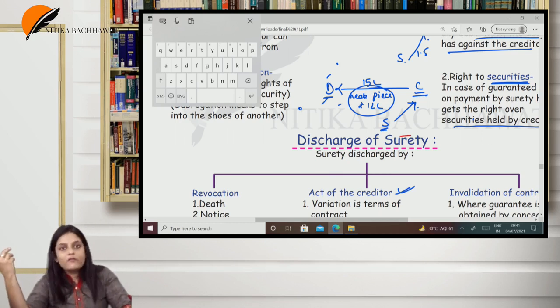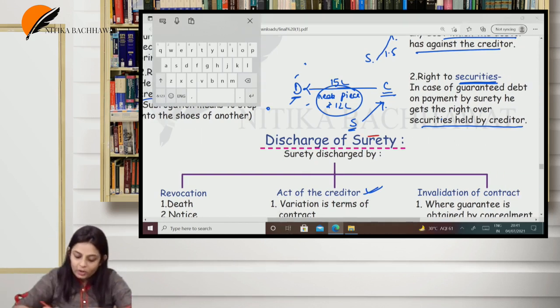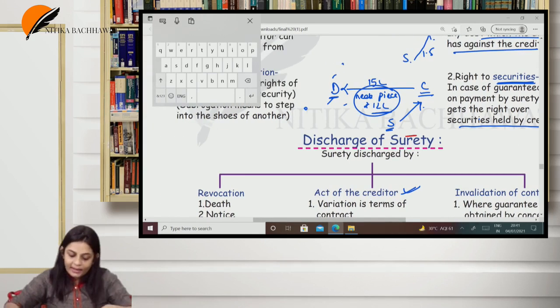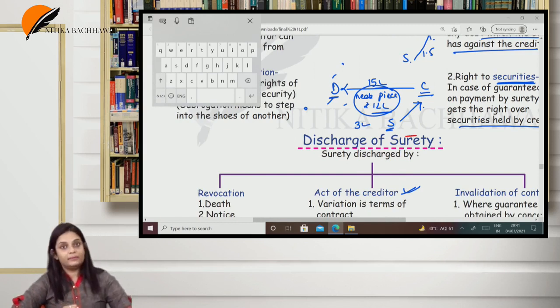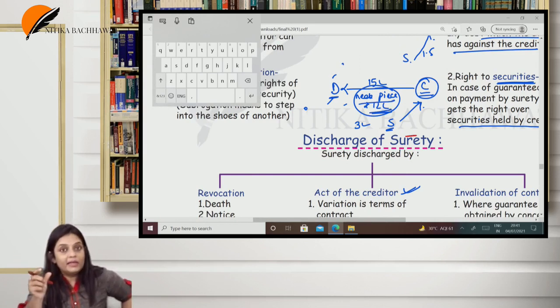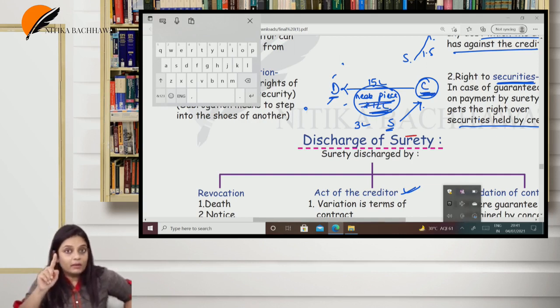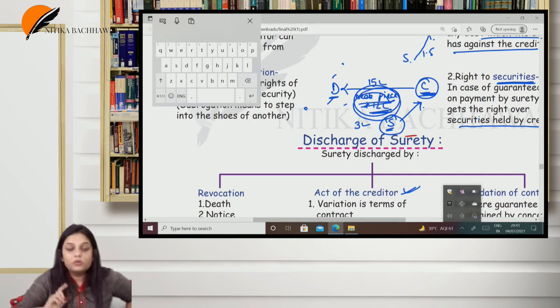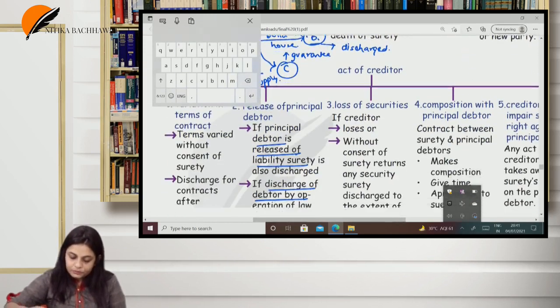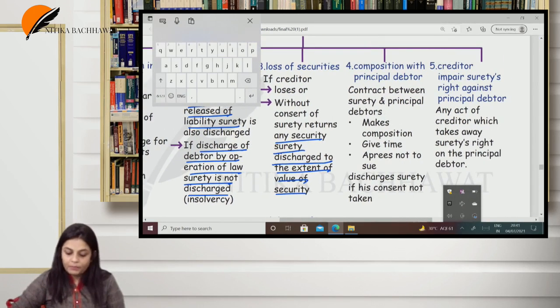Now the surety says, okay, fine, I will not pay you 15 lakh, I will only pay you 3 lakh. The value of the necklace was 12 lakh rupees, I will deduct that and only pay you 3 lakh. Can he do that? Yes. If the creditor loses the security that he had taken from the debtor, the surety is discharged up to the value of the security. So, if the creditor loses or without consent of the surety returns any security, the surety is discharged to the extent of the value of the security.